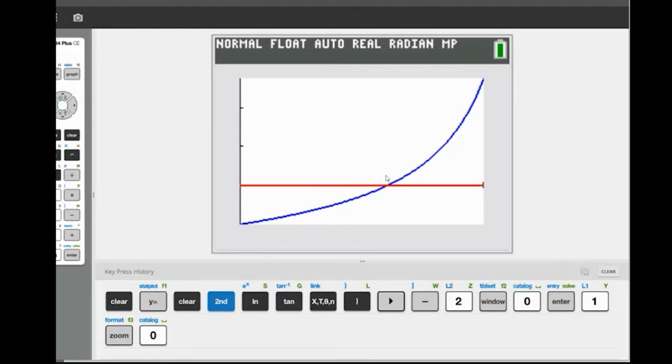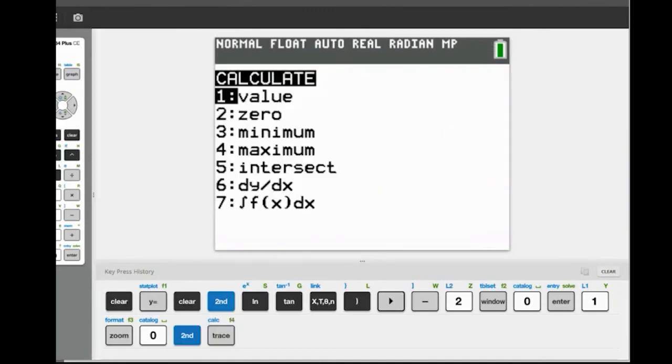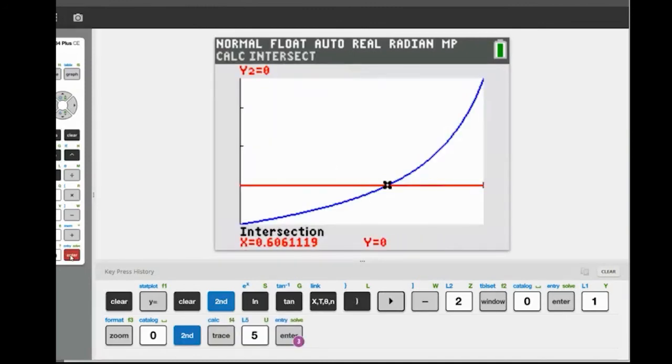Okay, we need to find this intersection point here, and then we're also going to find the derivative at that point. So we're going to do second, calc, intersect, enter, enter, enter. Okay, so this value right here, is everyone with me still? I feel like I'm going fast, I'm sorry. Okay, that value there, we need a derivative at that value.